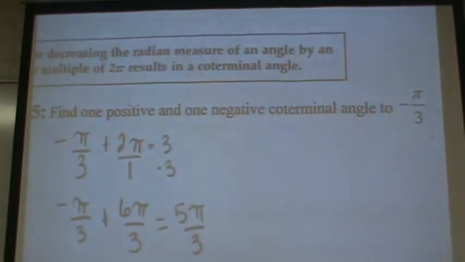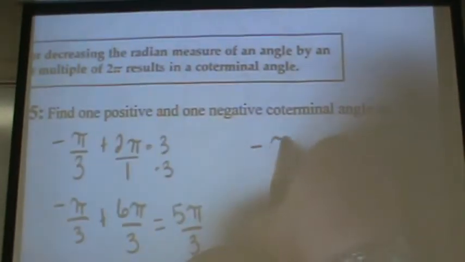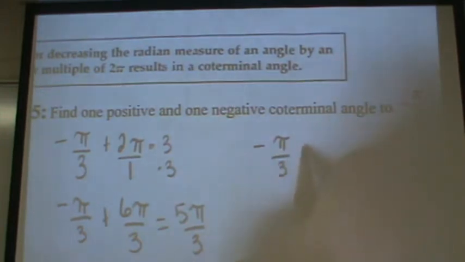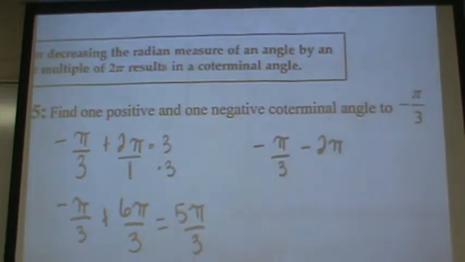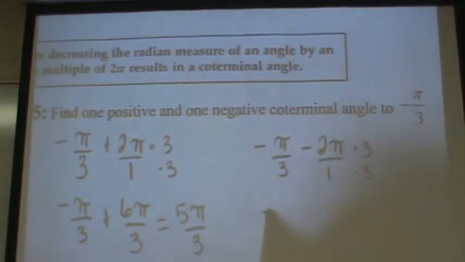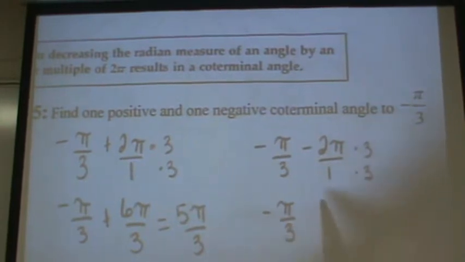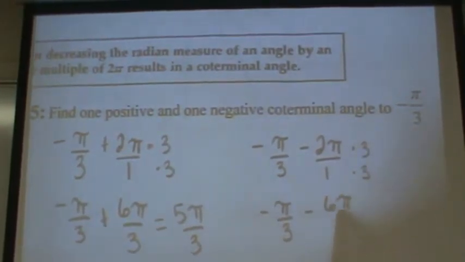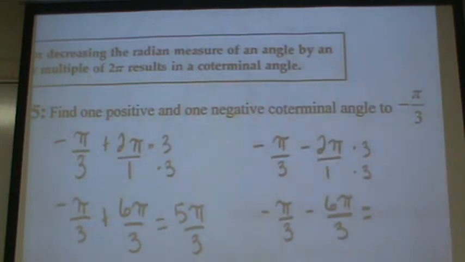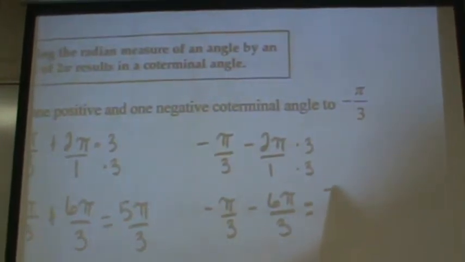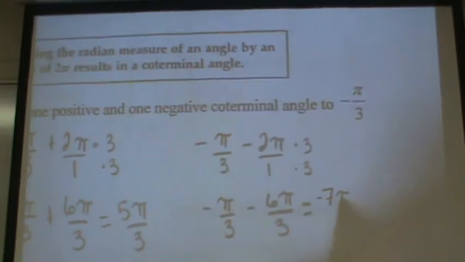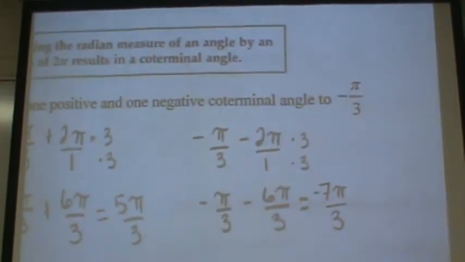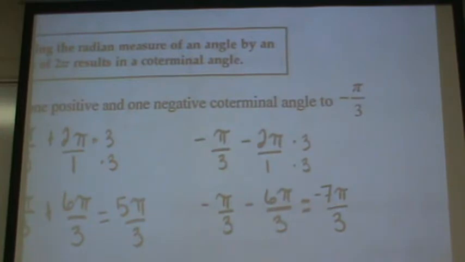Now we need to find a negative coterminal angle. So now we're going to subtract 2 pi. Again, getting your common denominator, you end up with negative 7 pi over 3.